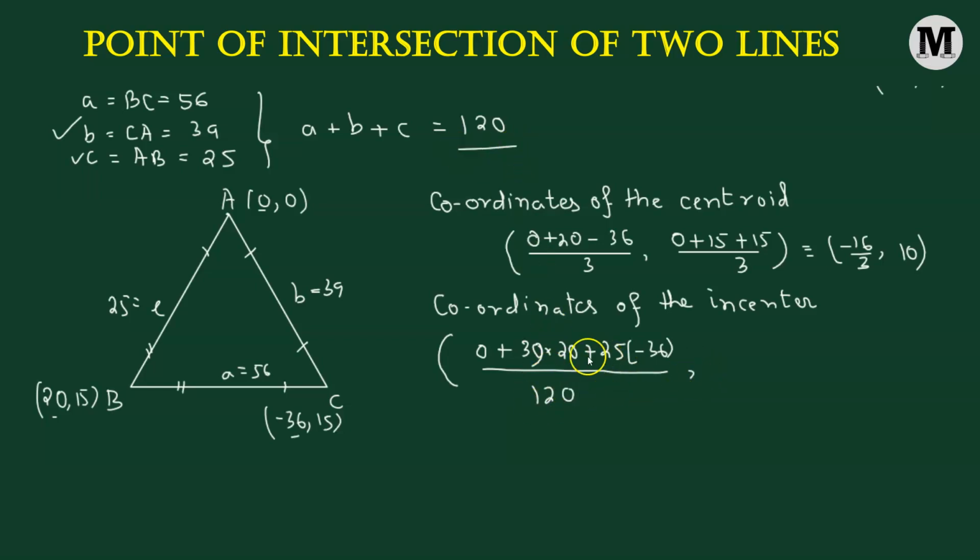And then the y-coordinate will be, we'll start with 56 multiplied by the y-coordinate, which gives 0, added to 39 times 15, added to the c value, 25, multiplied by 15, whole divided by 120. Let's simplify this, and this is going to give us negative 1, 8. So we have successfully obtained the coordinates of the centroid, which is (-16/3, 10), and the coordinates of the in-center, (-1, 8).